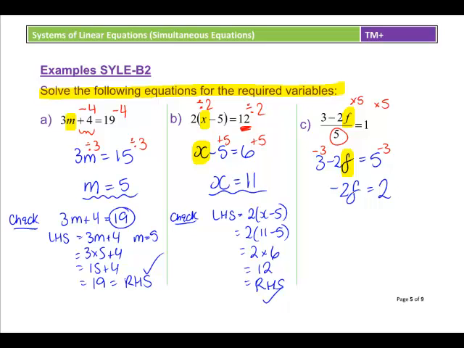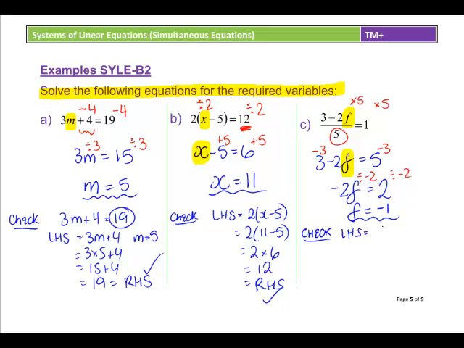Now f is being multiplied by -2, so we divide by -2. So my next line is f equals 2 divided by -2 is -1. So that's my solution. Again, we can check.